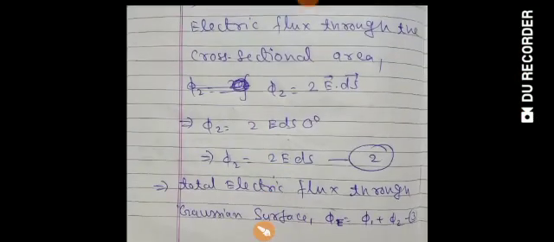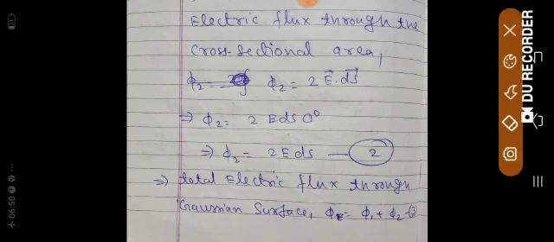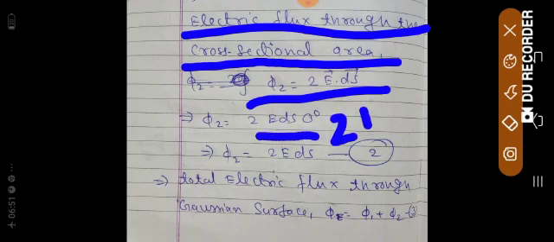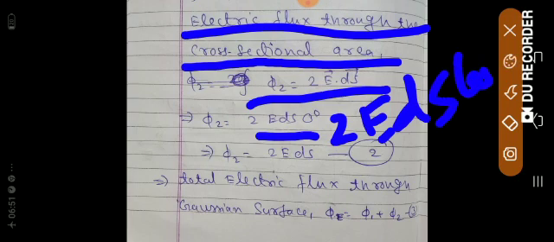So come to the mathematical portion, students. Again I am going to read it. Electric flux through the cross-sectional area, phi 2, is equal to 2 E dot ds. There is no surface integral. Why is it 2 times? Because there are two cross-sectional areas. Cos 0, okay, there is a missing term, so I am writing it: 2 E ds cos 0.